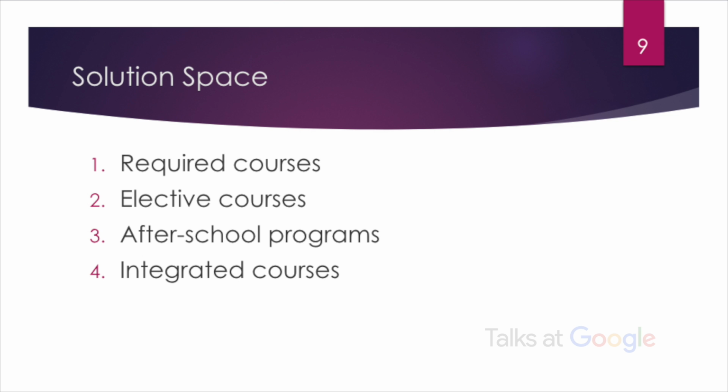There's a riff on this, which is, no, there should be a computer science course in every school, but it's optional. It's an elective that kids can choose. Option 3, forget all of that. We're going after school. And option 4, maybe instead we try to integrate computing into some existing mainstream classes.